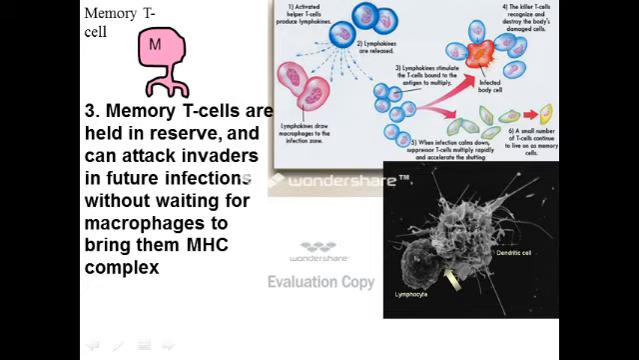Finally, the memory T cell. I made this one pink because it's held in reserve. It does nothing but circulate in our bloodstream, sometimes for years, waiting, waiting, waiting. And then one day, it encounters a foreign antigen that has the proper marker, and it goes right to work and starts killing them without having to wait for a macrophage to bring the message.